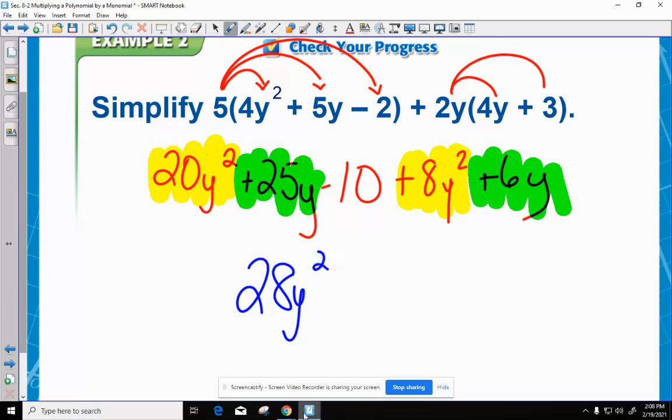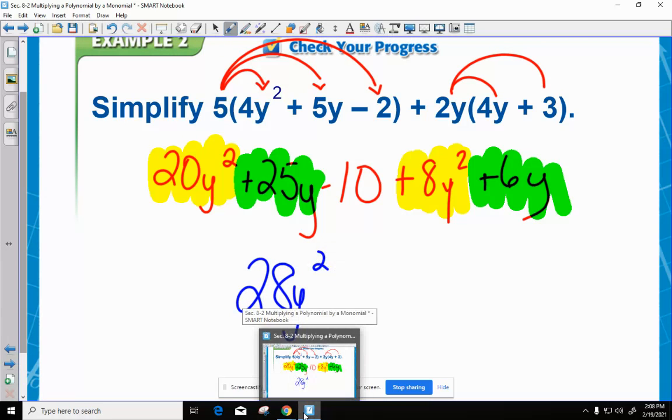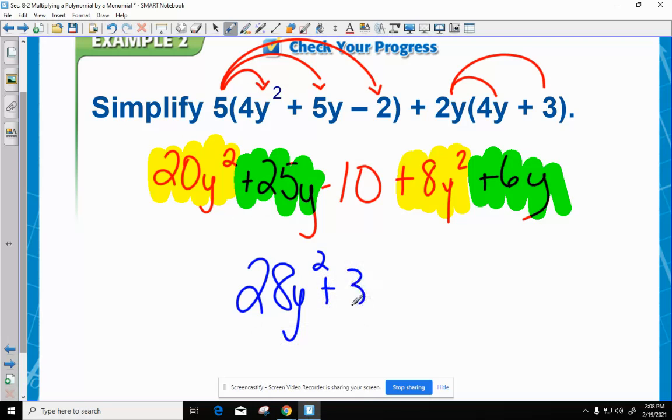Okay, total 28y to the second. Okay, and there now we're back to that idea of adding and subtracting from yesterday. And we don't change the power when we add or subtract. We only change the power if we are multiplying. So we got to be able to keep those 2 straight. In the green, 25 and 6, 31y, and the minus 10 on the end. Okay? All right. Now, I told you we were going to do 2, so we have 1 left.